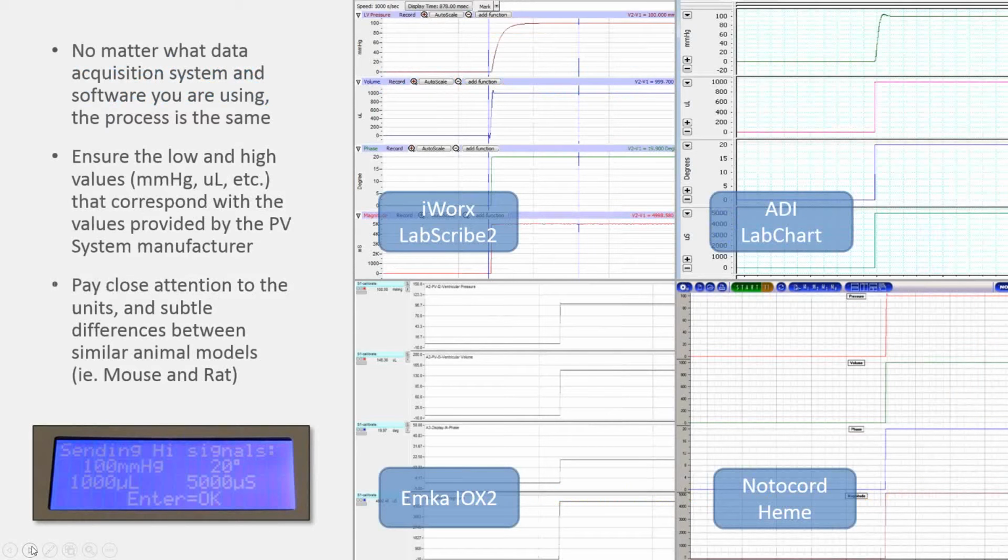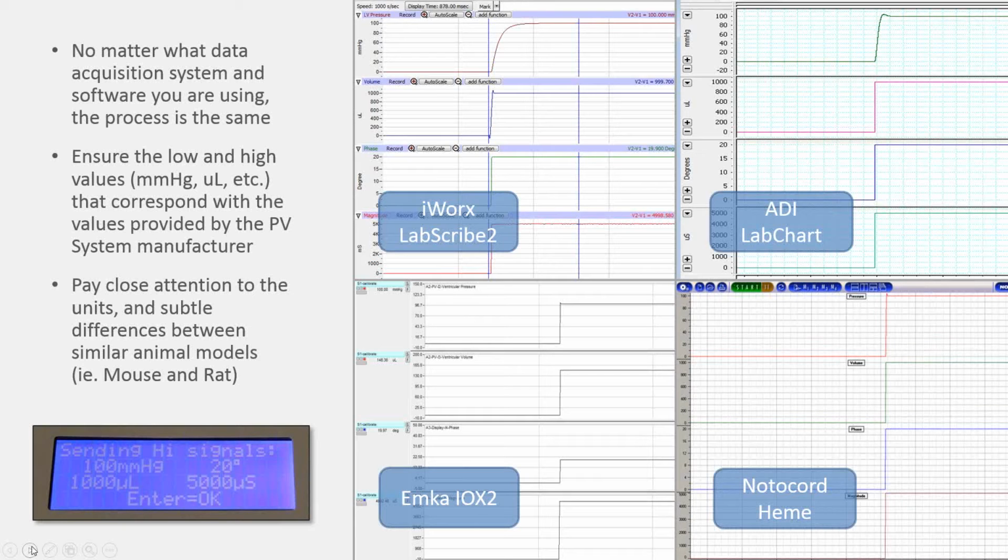So regardless of what data collection system you have, the process will be the same. You look at your screen and ensure that the low and high values, in this case millimeters of mercury, microliters, phase angle, and magnitude, agree with what was output on the screen. Now we're showing a picture on the bottom that are showing the high values, and you can see with each of these popular systems that they're in agreement with the high values. You can be confident that your system is calibrated from the box to the screen and you're ready to go to work.